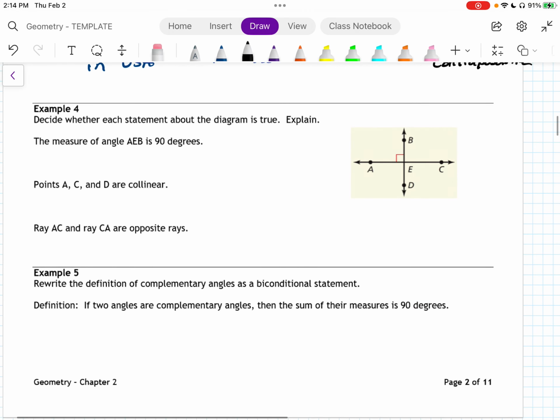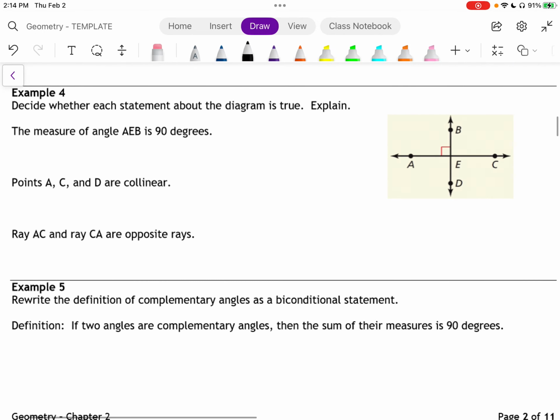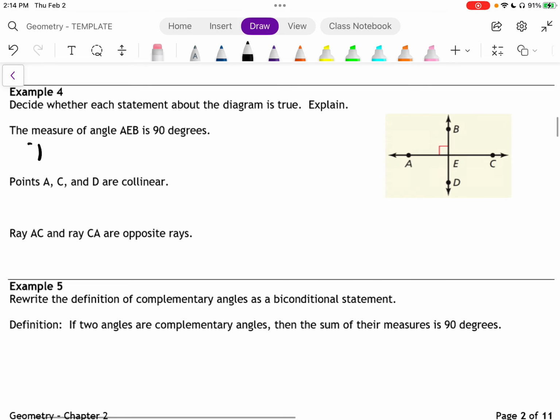All right, let's look at example 4 here. Decide whether each statement about the diagram is true, and then it says that we want to explain. So the measure of angle AEB is 90 degrees. So we're going to say true. It is a right angle. Right, AEB, that's a right angle right there because they've got the right angle marking.